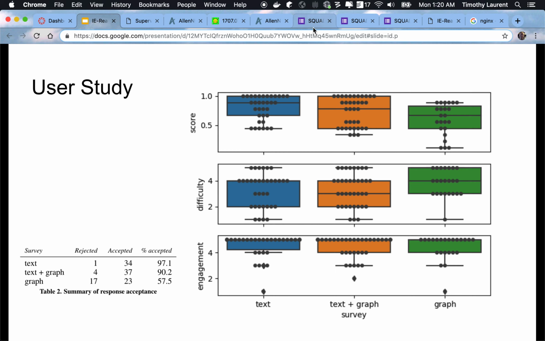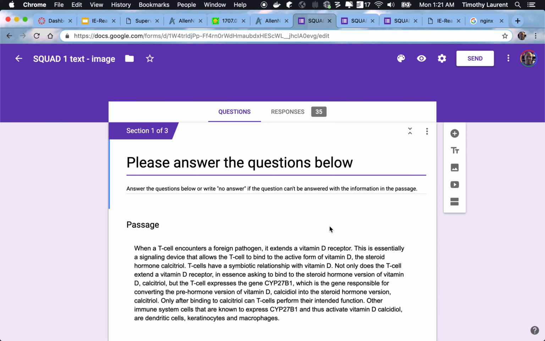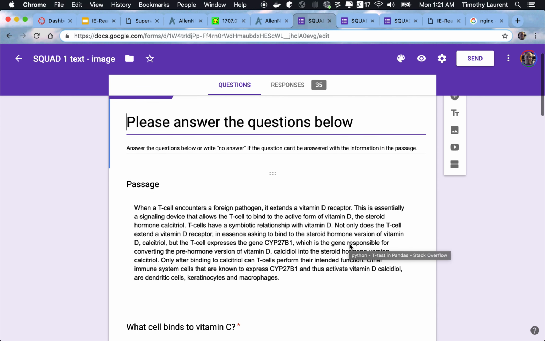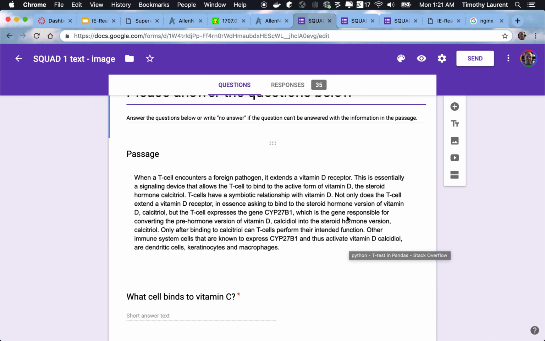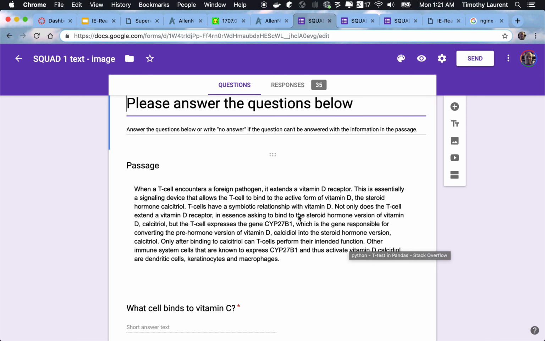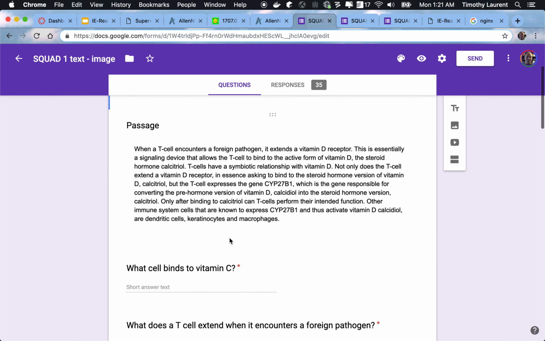In order to measure the effectiveness of this intervention, I performed some user studies. I went to the SQuAD dataset, the Stanford Question Answering Dataset, version 2, and I selected a question about the immune system. And here is the passage: when the T cell encounters a foreign pathogen, it extends the vitamin D receptor. This essentially is a signaling device that allows the T cell to bind to the active form of vitamin D, the steroid hormone calcitriol. T cells have a symbiotic relationship with vitamin D.